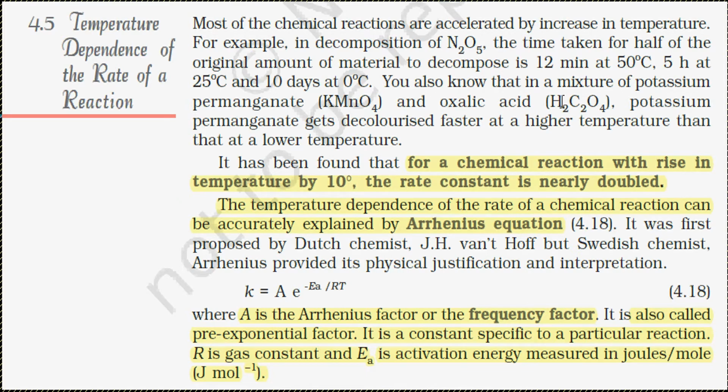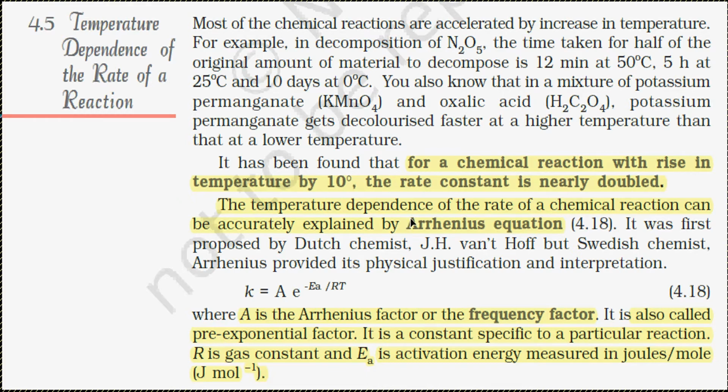You also know that in a mixture of potassium permanganate and oxalic acid, potassium permanganate gets decolorized faster at a higher temperature than at a lower temperature. It has been found that for a chemical reaction, with a rise in temperature by 10 degrees, the rate constant is nearly doubled. Remember this.